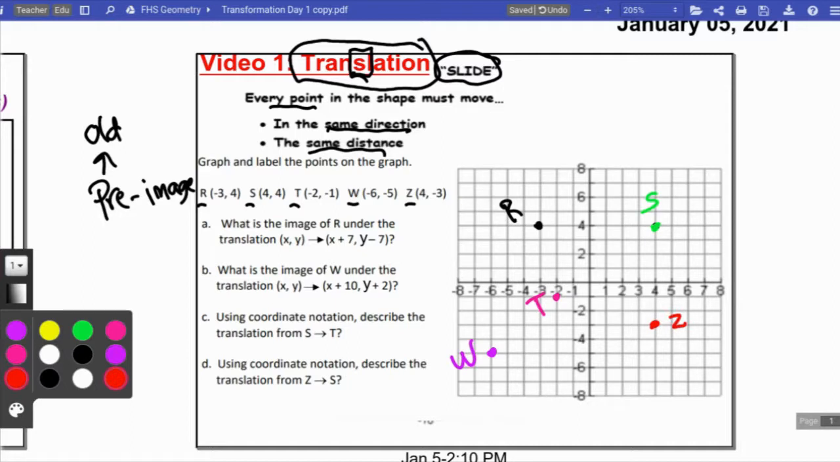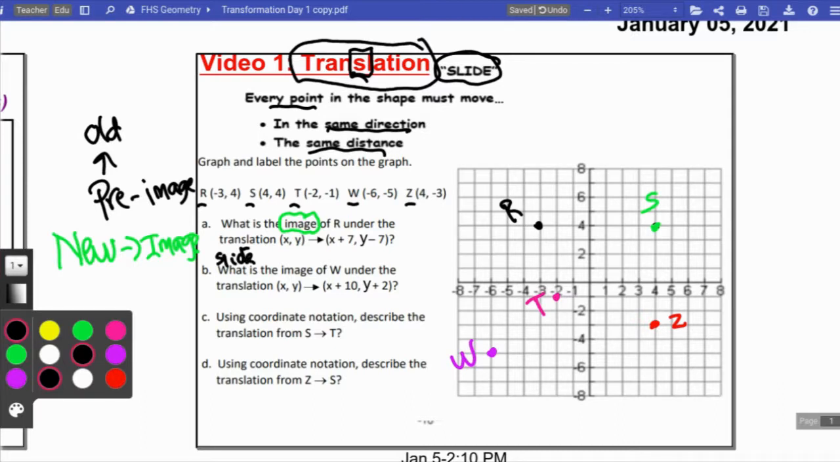All right, so what do they want me to do? I have plotted my pre-image. Now look at the keyword that they're using here. They're saying, what is the image? They didn't say the word pre-image, they say image. So your next vocabulary is this: image represents the new. Again, image is the new points. So let's graph the image. They want me to come up with the image of R under the translation. If you remember, translation has SL, which stands for slide, right? And then they give you this rule right here.